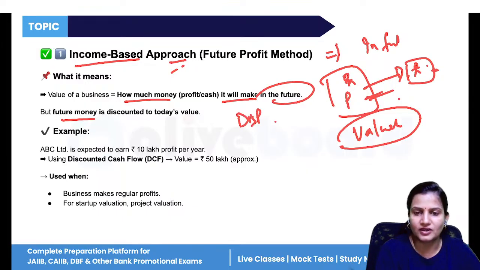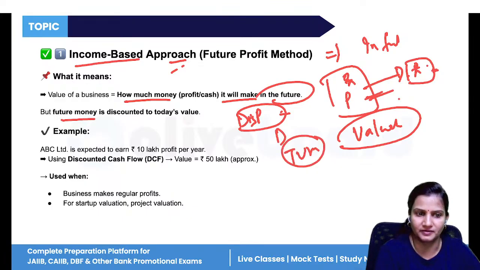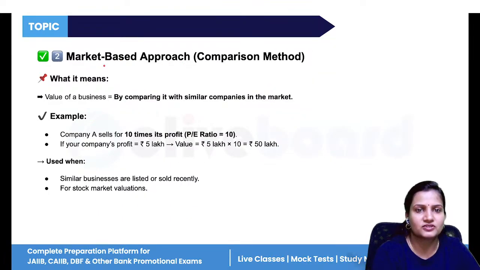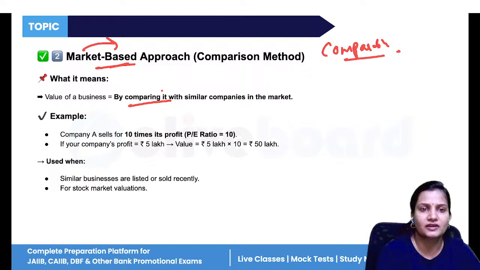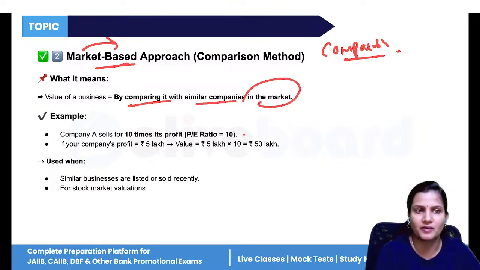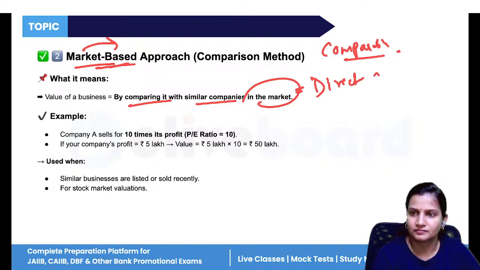Now, with this, we will do the discounting. That is discounted cash flow. We will follow one method in our income based approach. We will do discounting, that is time value of money. Now, next approach is the market based approach. Again, what is the value of your shares in the market? What is the value of similar type of company, the comparable company in the market? So by comparing your company with similar companies in the market, that is market based approach, or you can say that direct comparison approach.